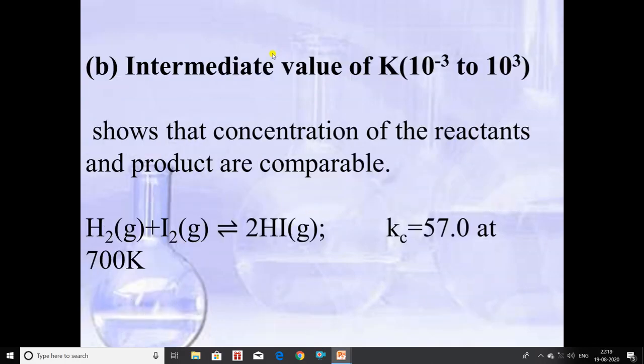Next one is, if the value of K is in between 10 to the power minus 3 to 10 to the power 3, that means the concentrations of reactant and product are comparable. So here, when hydrogen reacts with iodine and forms hydrogen iodide, the value of Kc is equal to 57. Okay, so this value is in between 10 to the power minus 3 to 10 to the power 3. So that means this reaction is neither in forward direction nor in backward direction because the concentration of reactants is comparable to the concentration of product.